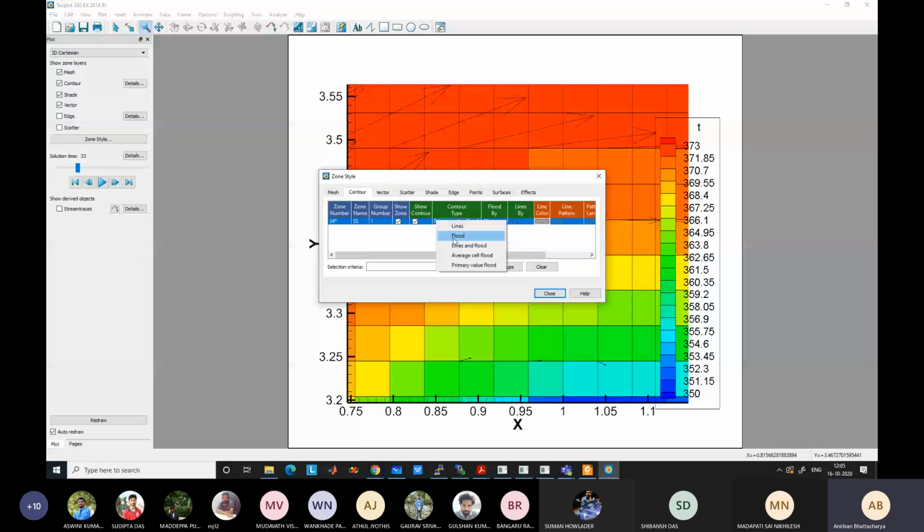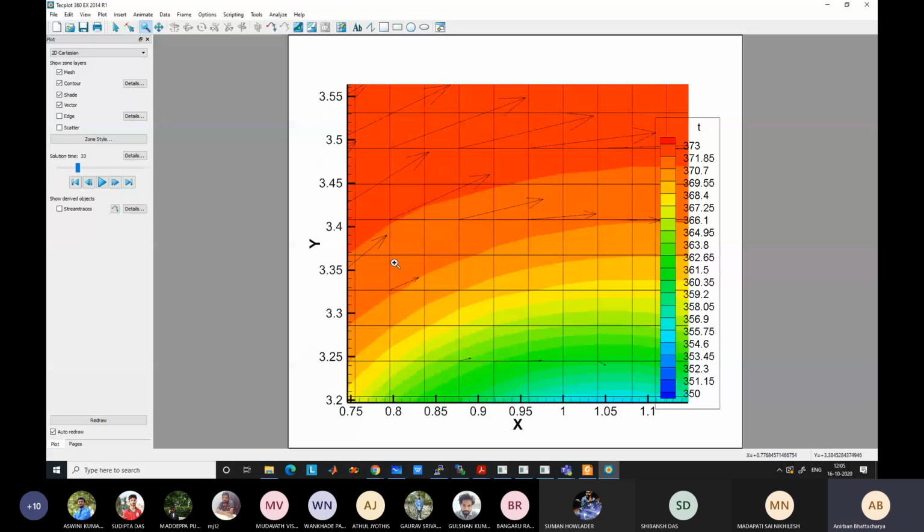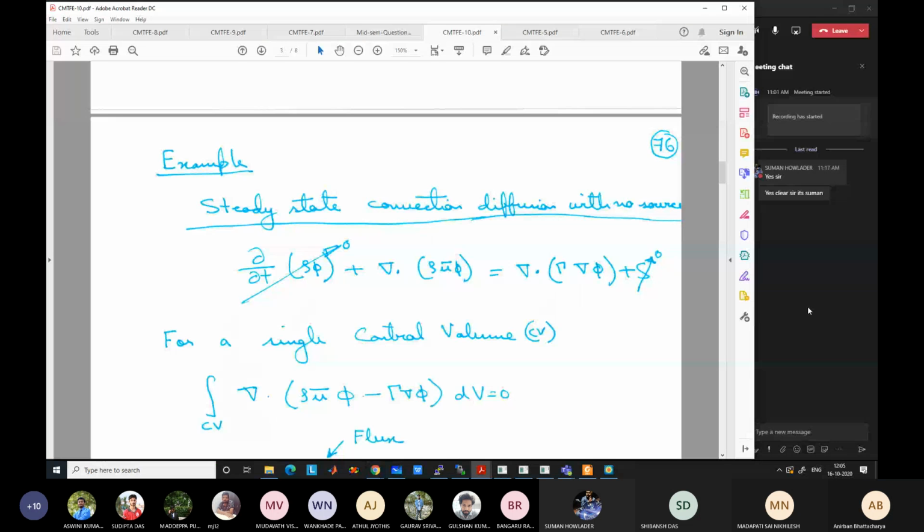You get nice smooth plots like this. But this is just based on interpolation. This is not part of the solution. The solution was a single temperature for each cell. This interpolation is calculated based on the neighboring values also. I just explained this so that others are also clear. Is it clear to everyone?